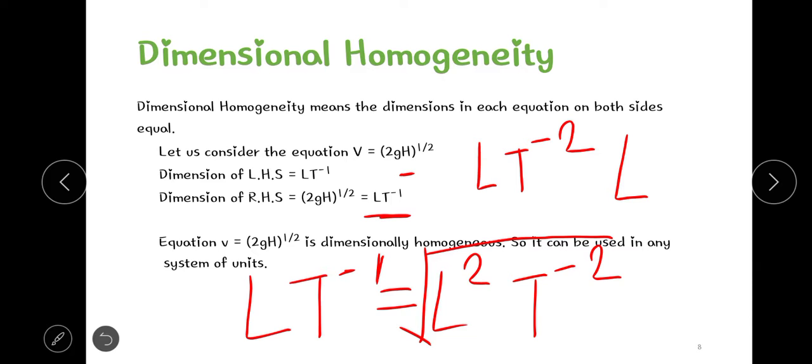Here we can see L T minus 1, and 2 is dimensionless. Alright. So we have seen that in the LHS part there is velocity and its dimension is L T minus 1, and in the RHS, right hand side, we get L T minus 1. That means the dimensions of LHS is equal to the dimensions of RHS. So we can write it like that.